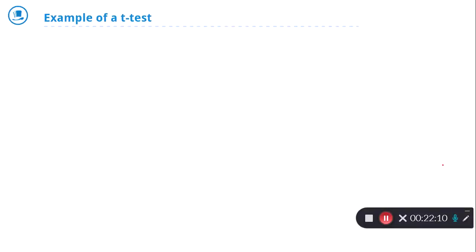Now I did post an example of a t-test. Again, I couldn't embed it. It was too big a file to embed in the slideshow. But take a moment here, stop while all this is fresh, and review that Stats Garage example of a t-test.